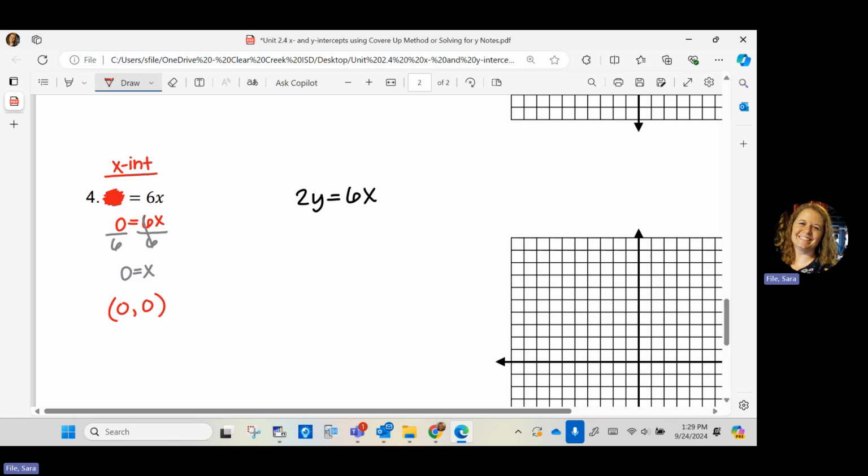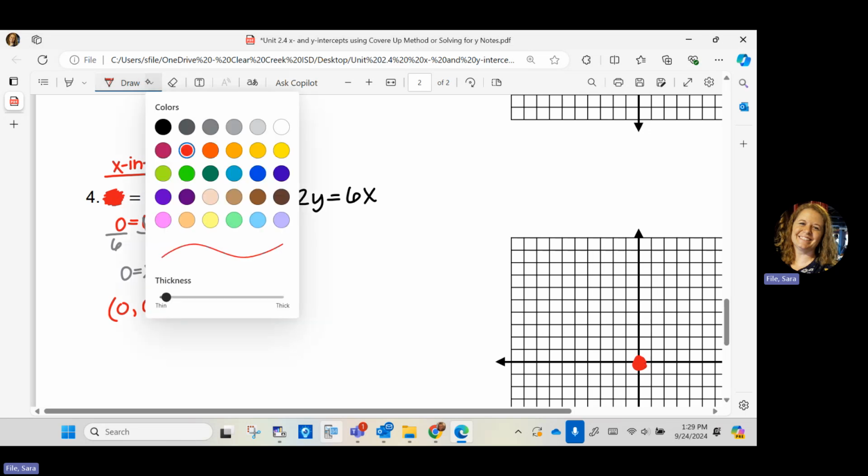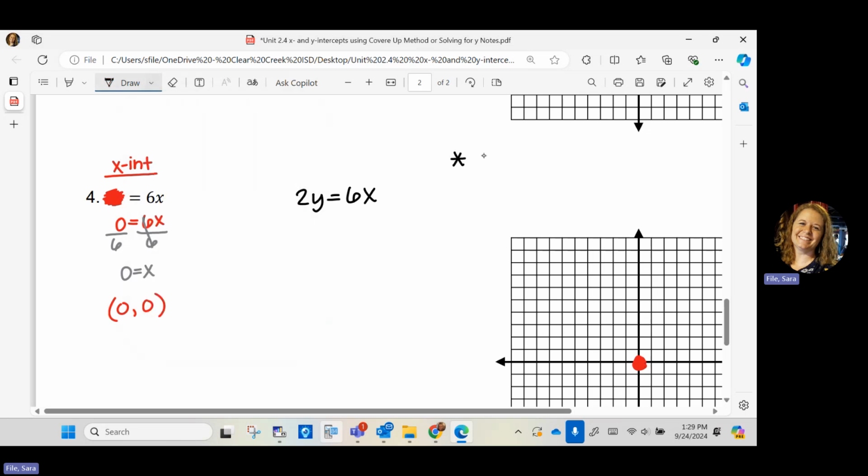Where is 0, 0 on my coordinate grid? That's the origin. So when I go to plot this, is that just my y-intercept or is that also my x-intercept? Both. Yeah, it's both. If you have a point on the origin, it is both the x and y-intercept. If you need to make a note of that: the origin, 0, 0, is both an x and y intercept.